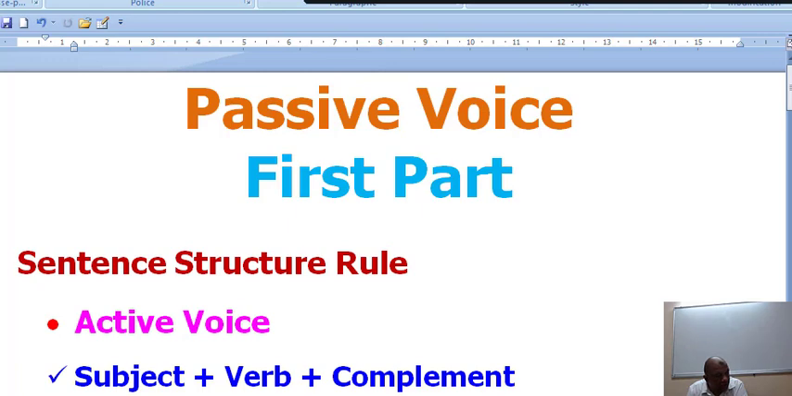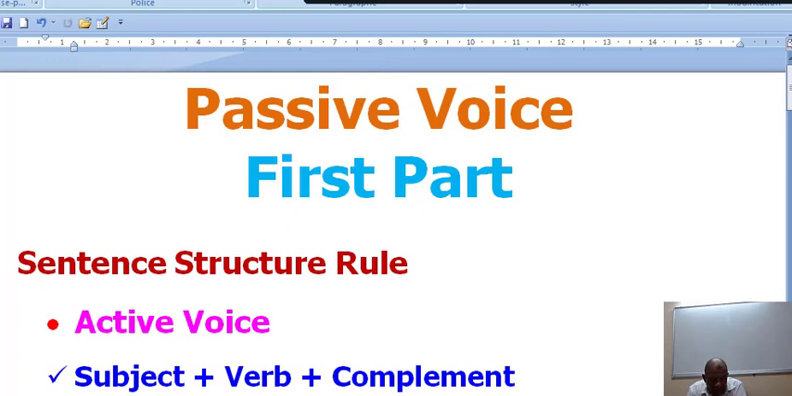Today's lecture, or today's lesson, is about passive voice. We are just going to see the first part. So let's start with what we call the sentence structure rule.